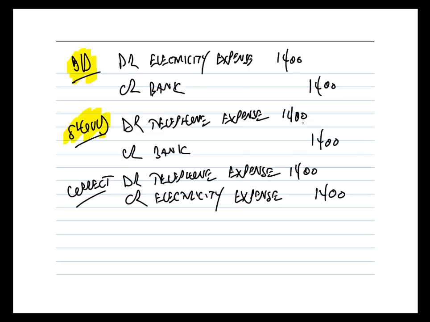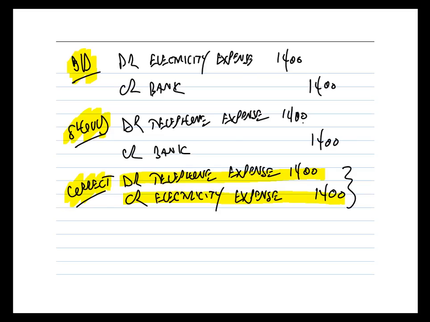The double entry they should have posted should have been a debit to the telephone expense. That's what it related to. And the credit to the bank of $1,400. So in order to correct, we'll effectively just need to swap it from one expense to another. They debited the electricity expense. That was wrong. So to eliminate that, I'm going to credit the electricity expense. And they should have shown it as a telephone expense, so that's where I'll put the debit.